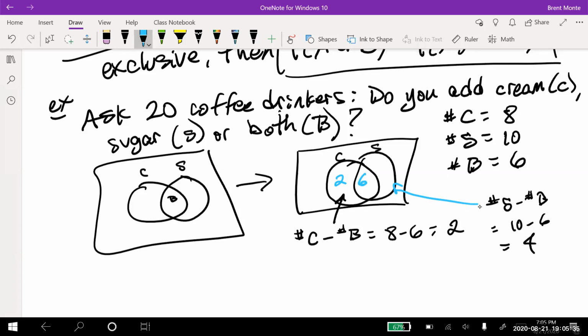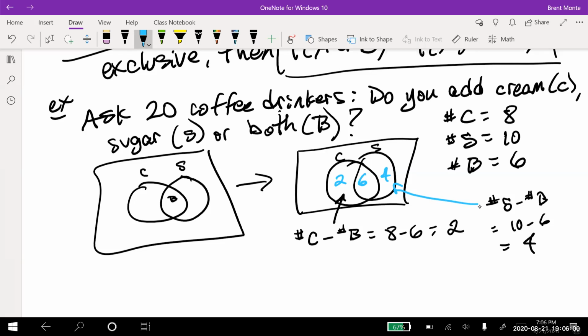So I put a 4 in there, and to double check, let's add up the sugar circle. 6 plus 4 is 10. Okay, I know that we do have 10 in the sugar circle. We have 8 in the cream circle, and both we have 6. So then I could use that to answer any questions. And oftentimes, they just want you to go that far. Now, there is one more question to that.